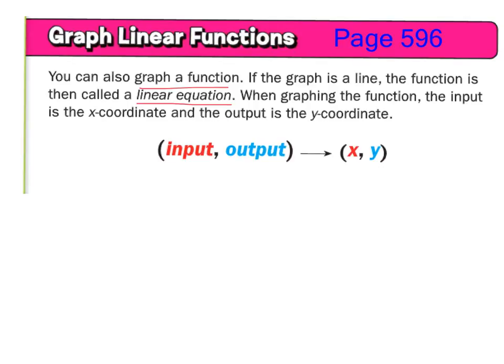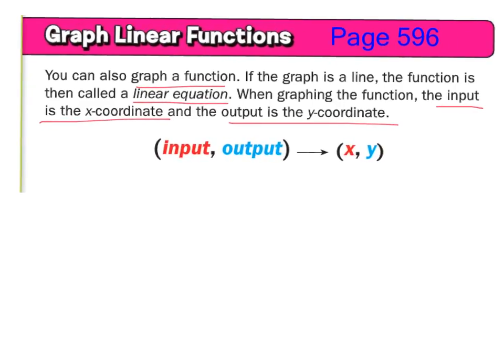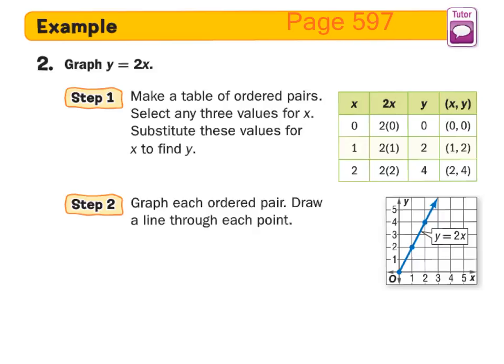So in order to graph a function, the input is the x-coordinate and the output is the y, just like we did when we did our input-output table. Remember, the input always goes first, followed by the output, which we represent with x and y. And we did this in lesson 1 also. So let's take a look here.